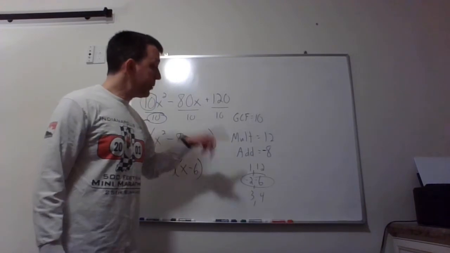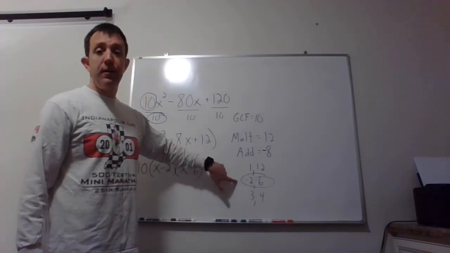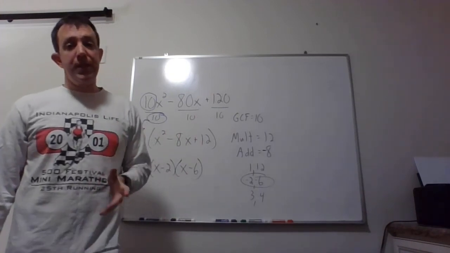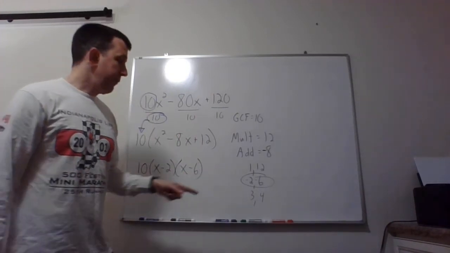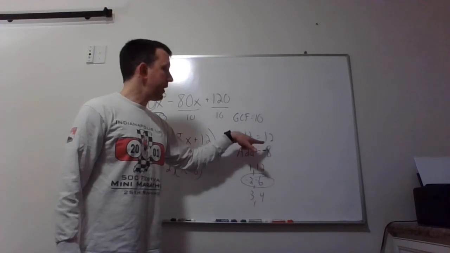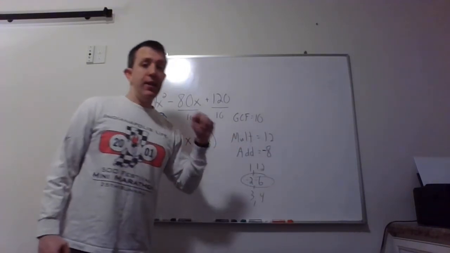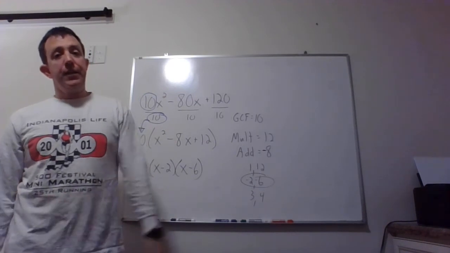I like to tell people, please check your pair. And when you think you have it, just check it and make sure that it works. It only takes a second, and then you know that you're right. Negative 2 times negative 6 is positive 12. Negative 2 plus negative 6 is negative 8. Take care of that, and you'll be all set.